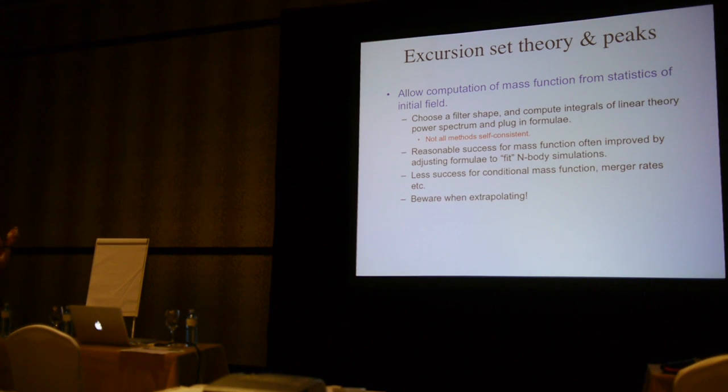Not all of the methods turn out to be self-consistent, but they all produce numbers, and for many people that's good enough. You'll find that they often have quite reasonable success for mass functions. That success is usually improved by the fact that they're often fit to the N-body simulations, and so you can imagine that they would do pretty well at the things they were fit to. They turn out to be less successful at things like the conditional mass function and merger rates and so forth. There's nothing wrong with these fits per se.